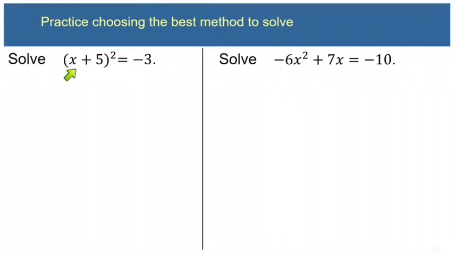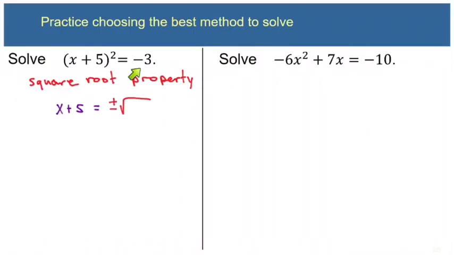Notice on this first example we have a squared binomial. That is a dead giveaway that this is a great place to use the square root property. So remember, the square root property says that we unsquare the left side and we do plus or minus the square root of the right side. So now I have x plus 5 equals plus or minus the square root of negative 3.